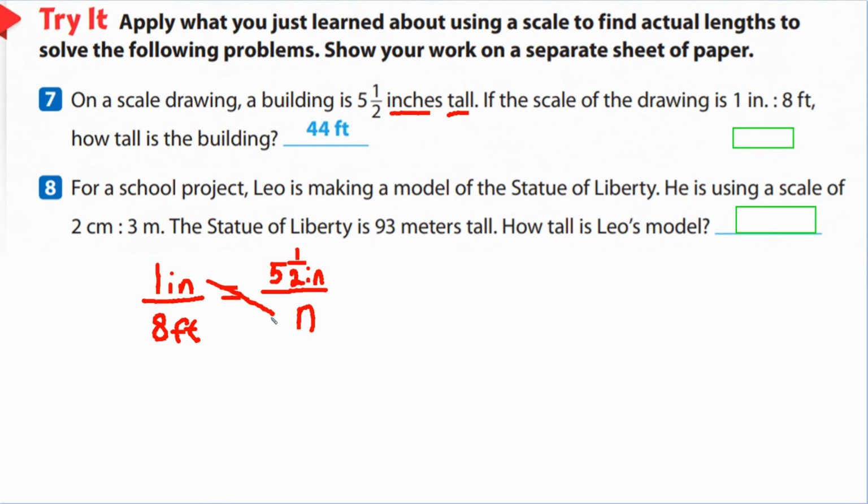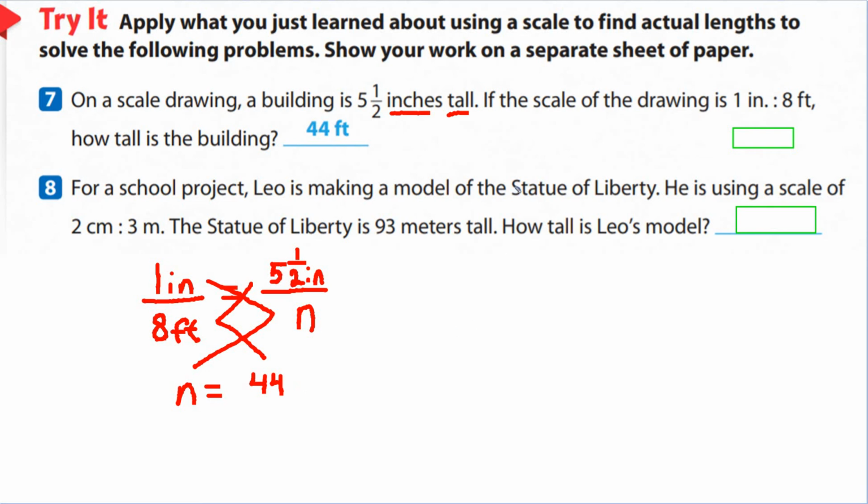And now you just cross multiply, right? Well, let's do cross multiply first. 1 times n is 1n. 5.5 times 8 is 44. And then obviously divide by 1, or you can leave it as n, right? Because 1n is the same as n. So n equals 44 feet. There it is. Okay, that's one way of doing that.